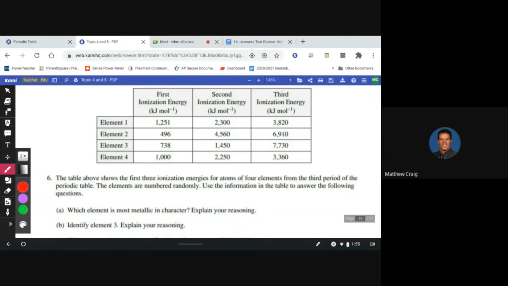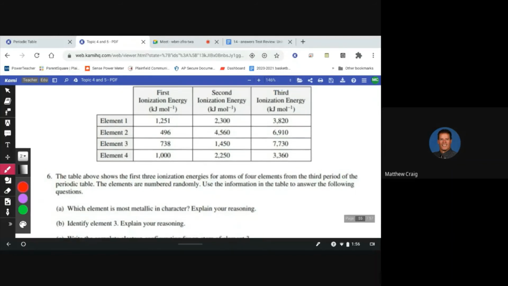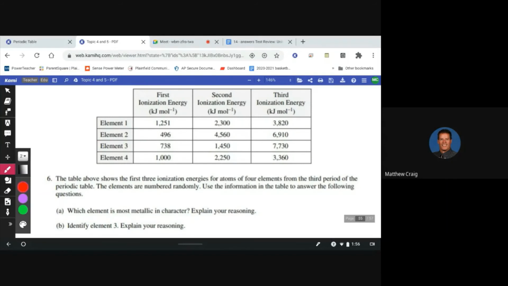But let me read it. Number 6: the table above shows the first 3 ionization energies for atoms of 4 elements from the 3rd period of the periodic table. The elements are numbered randomly. Use the information in the table to answer the following questions. A, which element is most metallic in character, and explain your reasoning. Element 1, 2, 3, or 4? Which one is most metallic? Which element is most metallic?